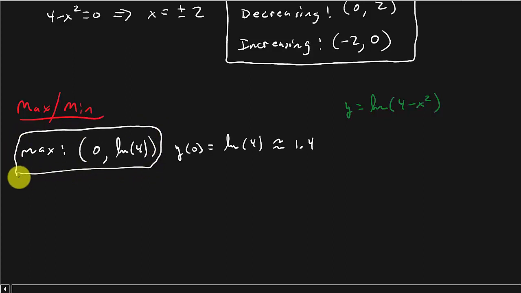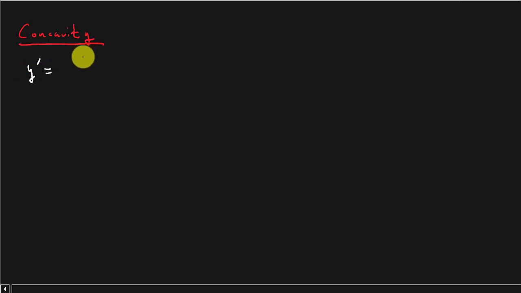Now what do we have? Well, now we've got concavity. We know where it's concave up, concave down. All right, so concavity. And for that, we've got to find the second derivative. So let's go ahead and write the first derivative down. All right, so now let's take the second derivative.